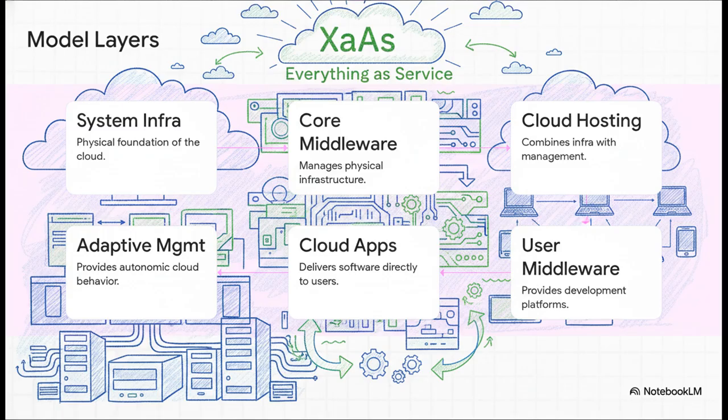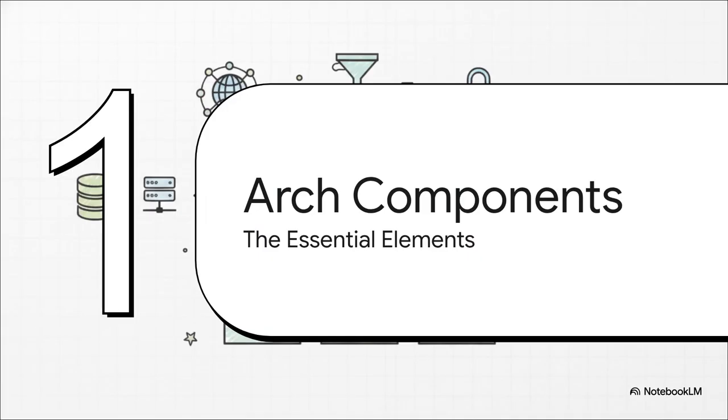And running vertically alongside all of this is the adaptive management layer, which handles automatic scaling and autonomic cloud behavior. Together, this entire stack supports XaaS, everything as a service. Moving right along to Section 2, Cloud Architecture Components. These are the essential elements.